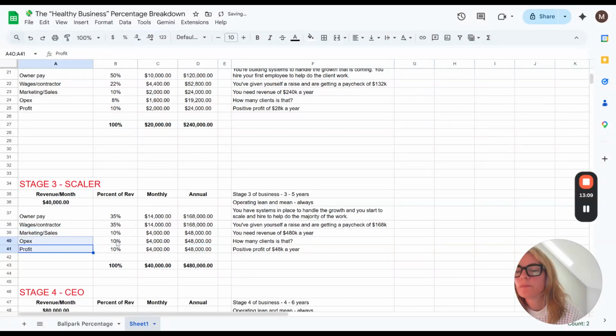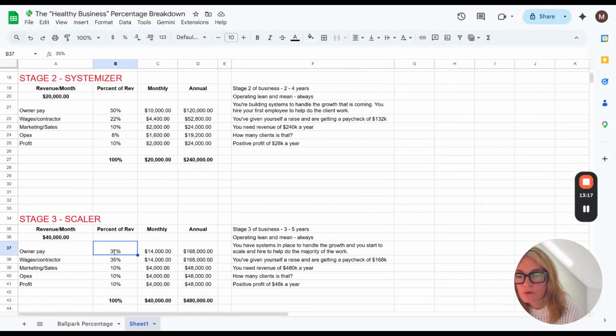So let's look at this again. So owner pay, again, you've dropped down from 50% of the revenue to 35%, which is still more than last year. You're making $14,000 a month, $168,000 a year. Your wages have crept up a little bit to 35%. That's still very much within range. So your total wages out every year are $168,000. This could be for 2, 3 people, maybe 1 full-time, a couple part-timers.